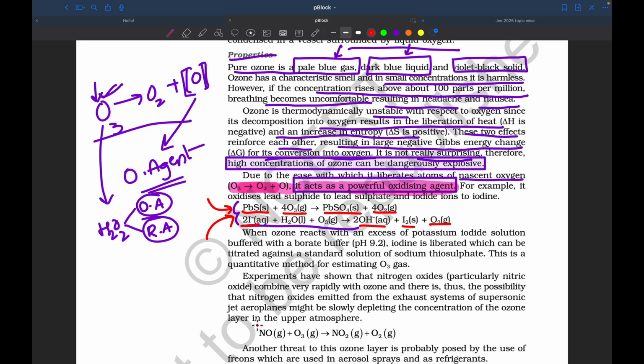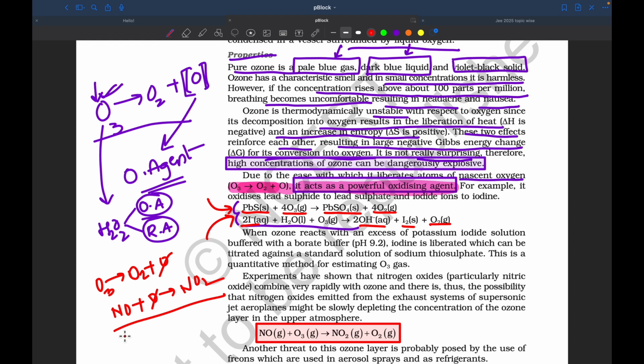Okay, and there is one more reaction here. Since O3 is an oxidizing agent, it gives O2 plus nascent oxygen, and nitric oxide reacts with this nascent oxygen to give nitrogen dioxide. If you add these two reactions, we end up with nitric oxide plus O3 giving NO2 plus O2, right? So this is the reaction.